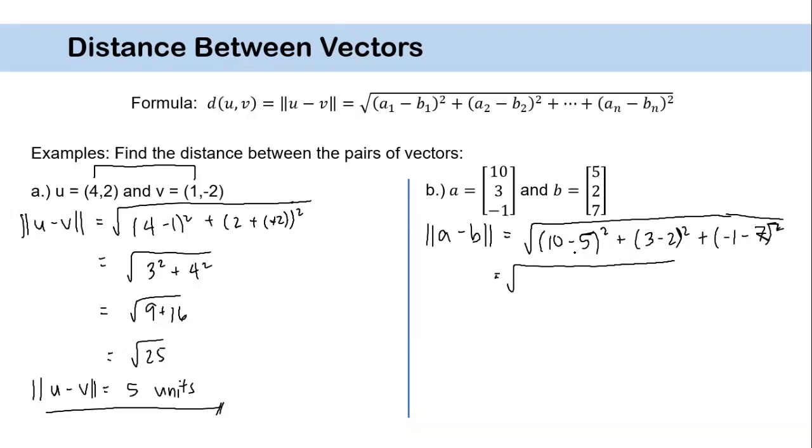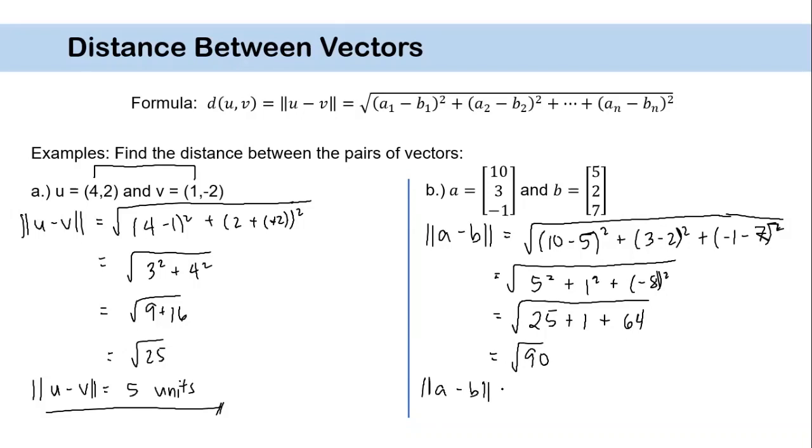So, going further, we have 10 minus 5, that is 5 squared. Next, we have 1 squared. And then for this one, we have negative 8 squared. Simplifying these numbers, we have 25 and 1 and 64. So getting their sum, we have 90, square root of 90. And then we simplify this.